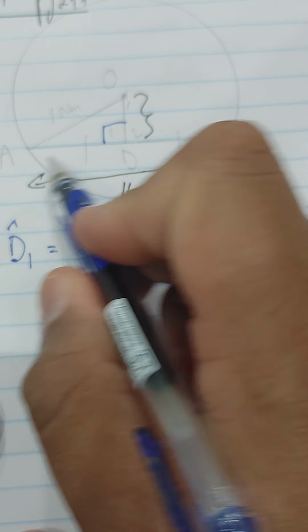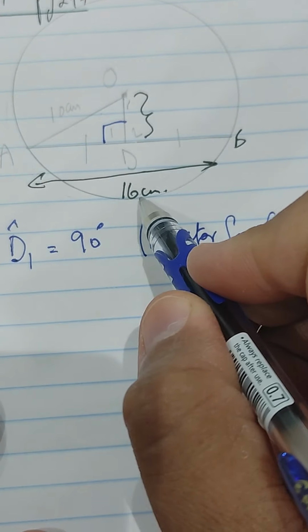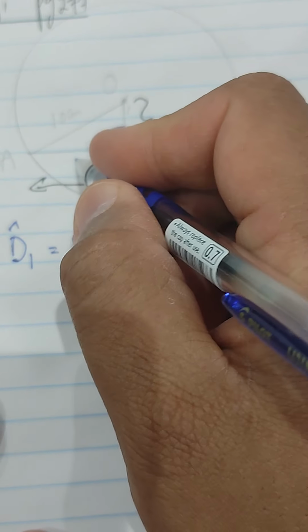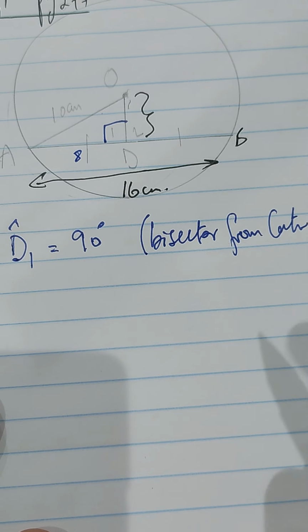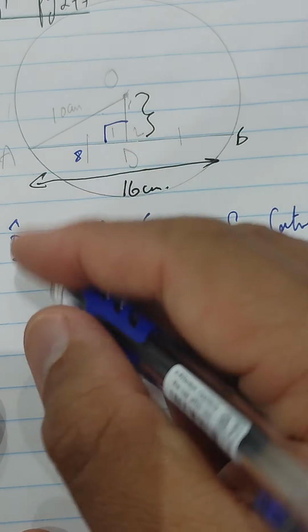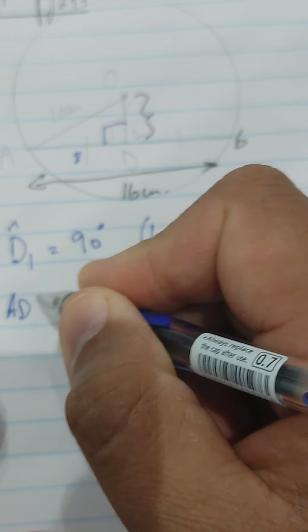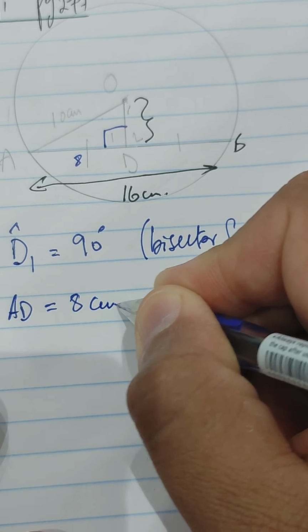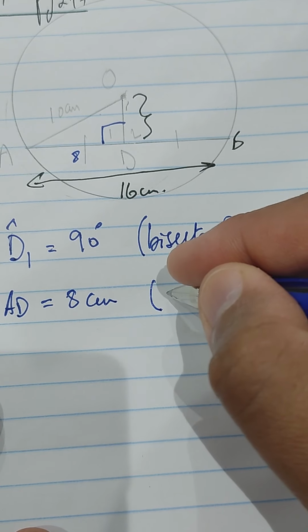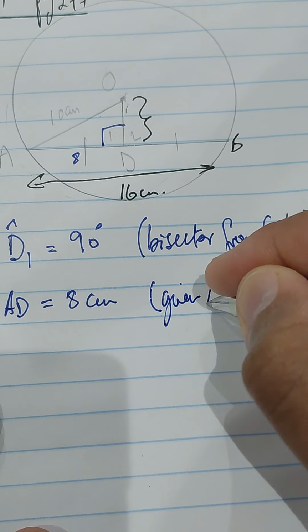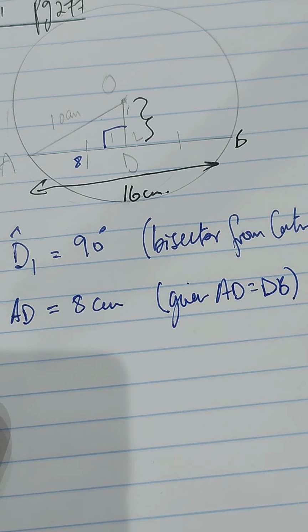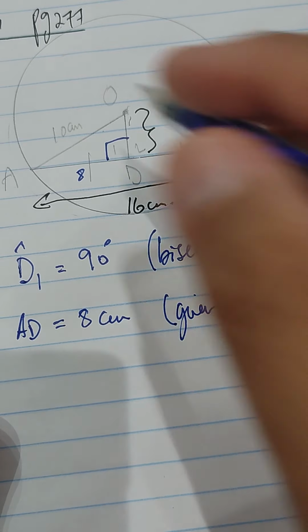So as you can see, we need the length of AD. We know that AB is 16. We can't just go and say, okay, that is 8. We have to give a reason why. Again, if it's not represented on the diagram, we must state it. Okay, so the length of AD is equal to 8 centimeters. Why is that equal to 8 centimeters? Because it's given that AD is equal to DB. That was given to us. Okay, so there we got 8.